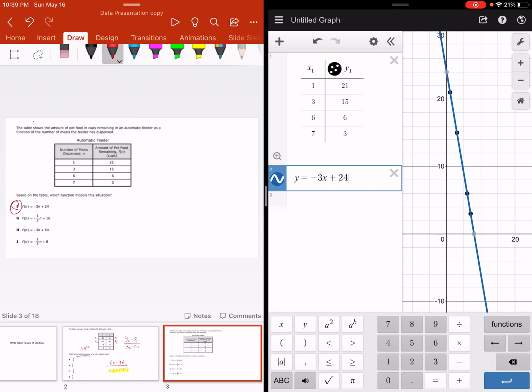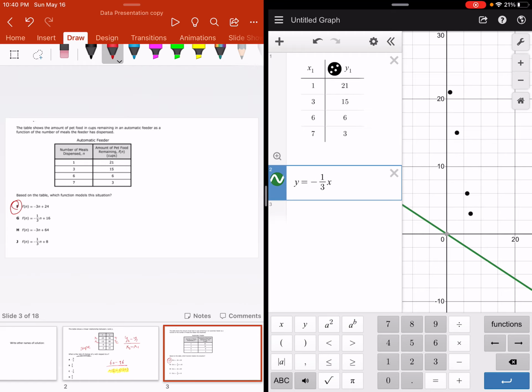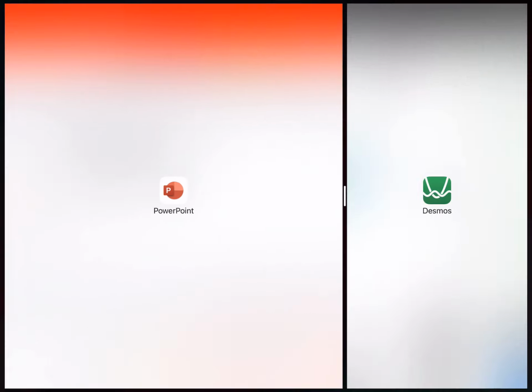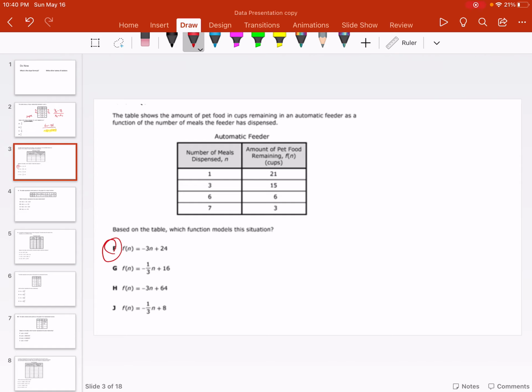But just in case, guys, you might want to try another one as well. So y equals negative 1/3 x plus 16. So that's not it. And the other one is plus 8. Nope. And negative 3x plus 64. No, none of them, right? So that's what you can do.